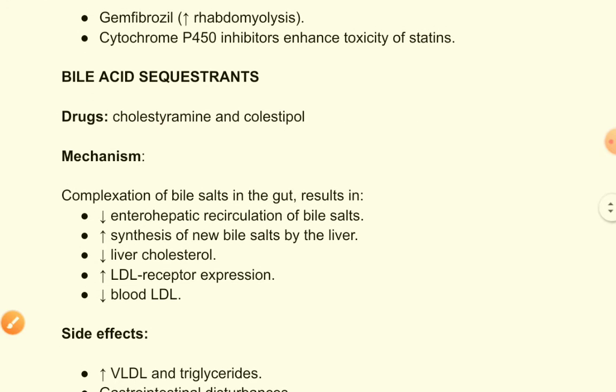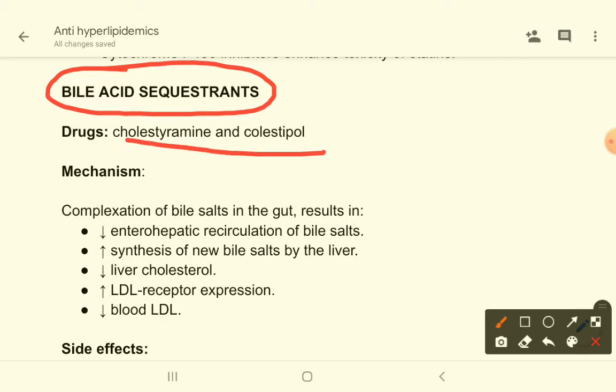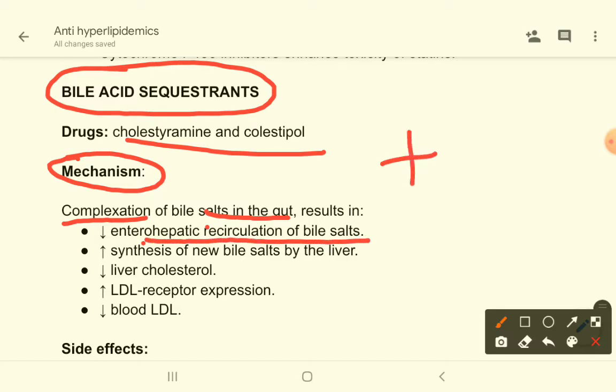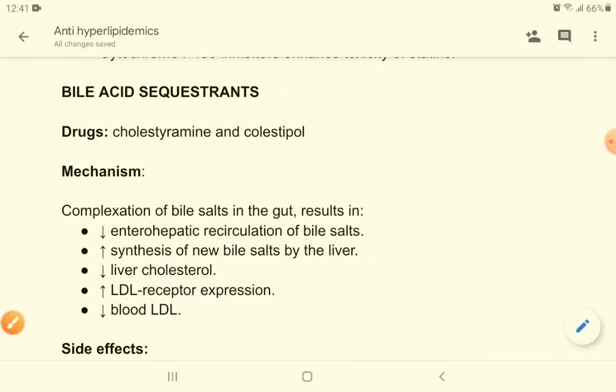Then come to bile acid sequestrants. These are not the first line agents. Suppose cholestyramine and colestipol. Their mechanism we have already talked about, that they form a complex of bile salts in the gut. Thereby they decrease the enterohepatic recirculation of bile salts. They break the recirculation of bile salts, okay. So thereby it increases synthesis of new bile salts by liver and decreases liver cholesterol. They increase the LDL receptor expression, and thereby they decrease blood LDL concentration.